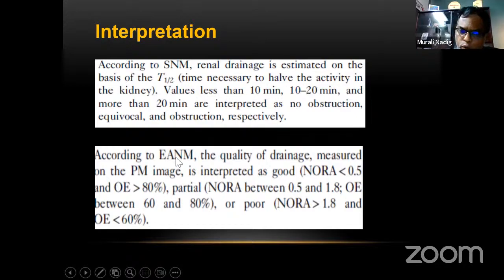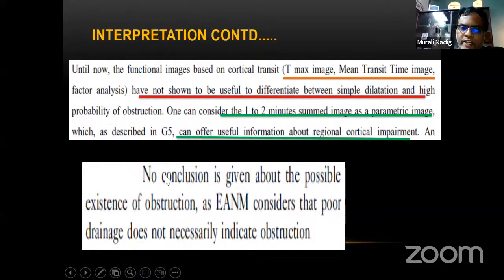However, the European Association, and even in India, we don't rely only on T half or peak to half ratio or peak to 3-minute ratio. So EANM says the quality of drainage measured in the post-micturition image, also called normalized residual activity, is better than only T half. So they have developed cutoffs of less than 0.5, 0.5 to 1.8, or more than 1.8.